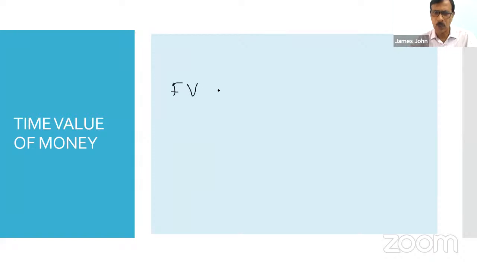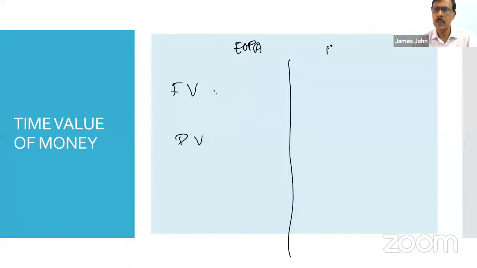One is the future value and the present value. There are two types of annuity. First is end of the period annuity or ordinary annuity. And next is beginning of the period annuity or annuity due.